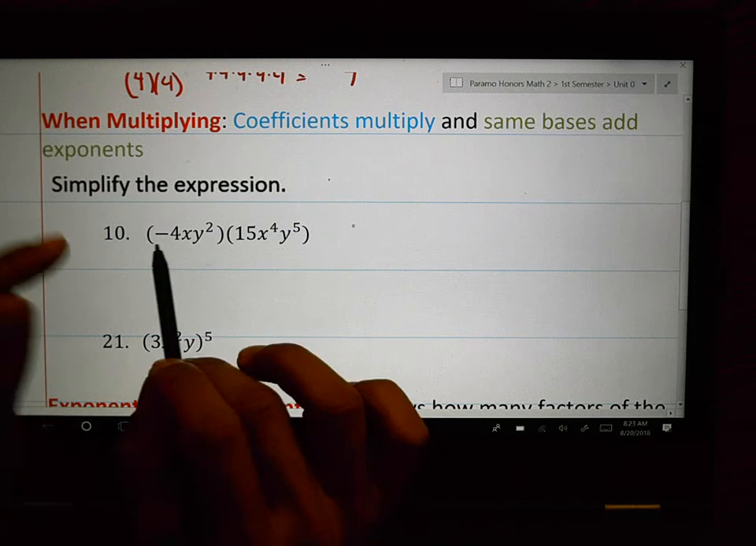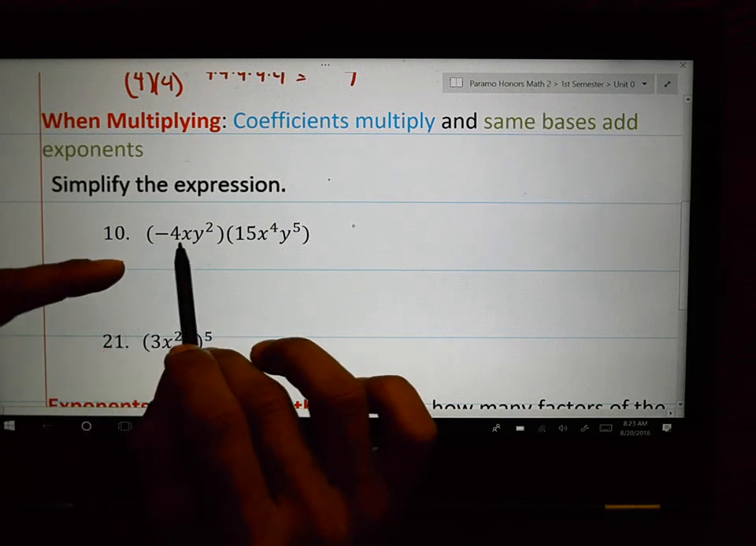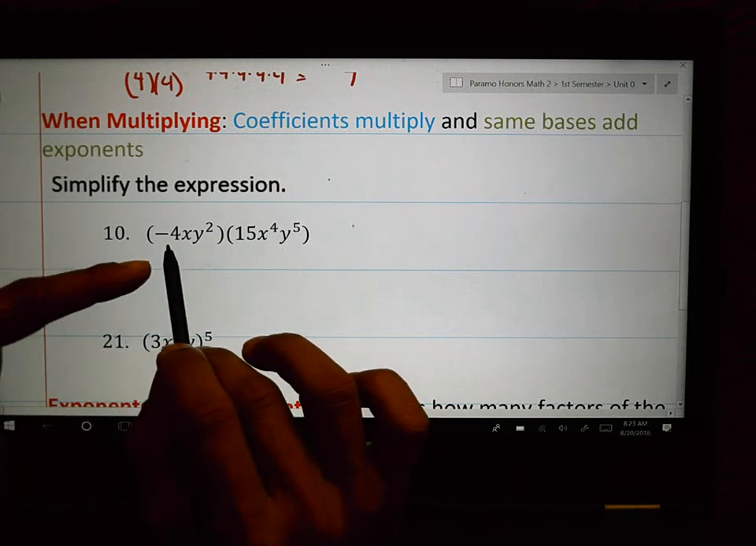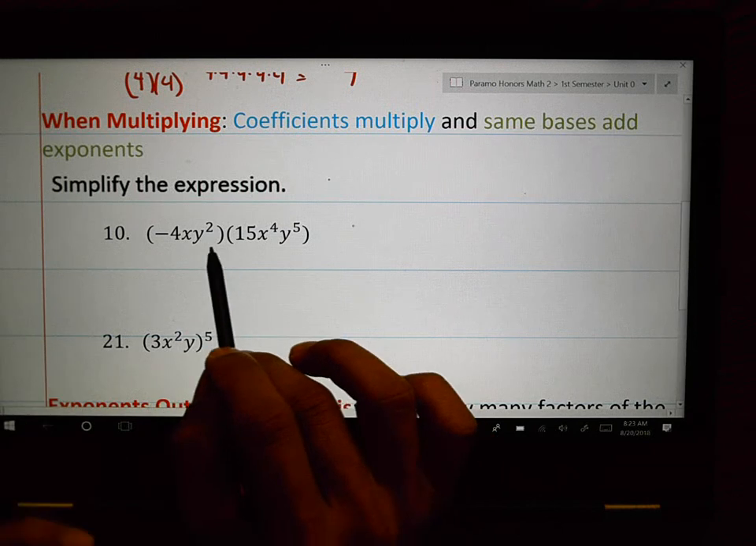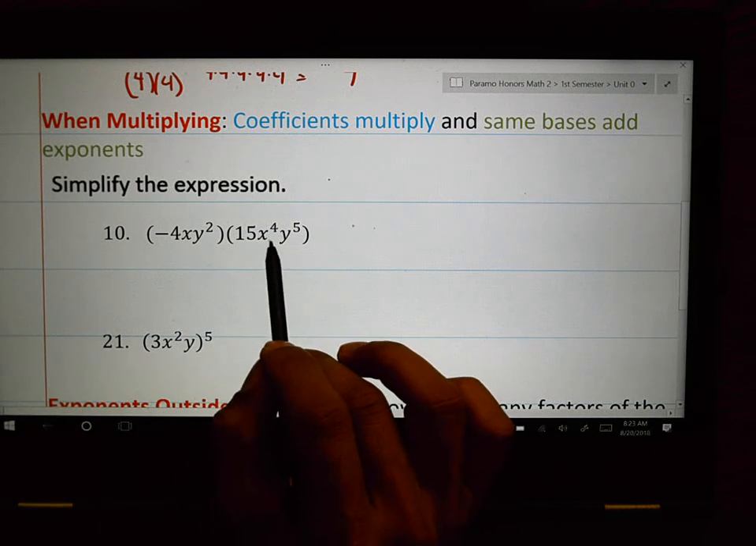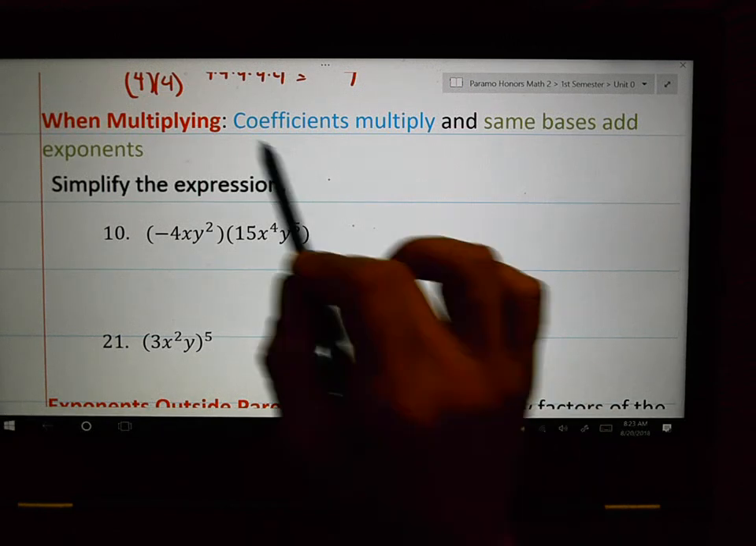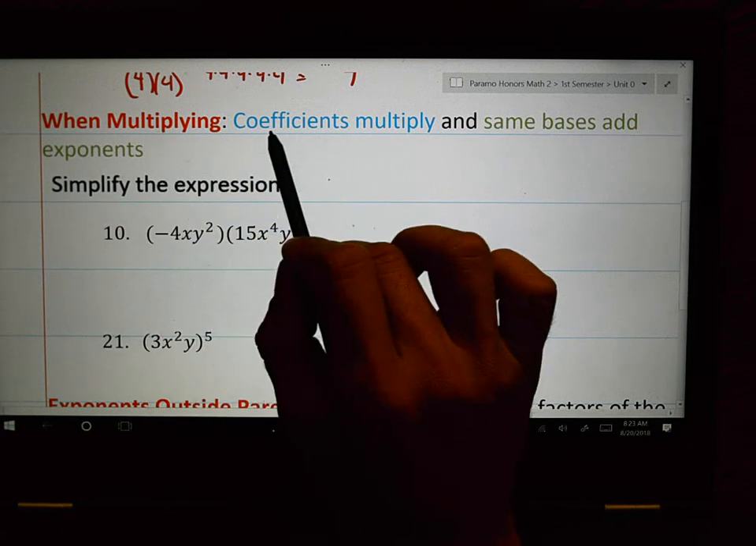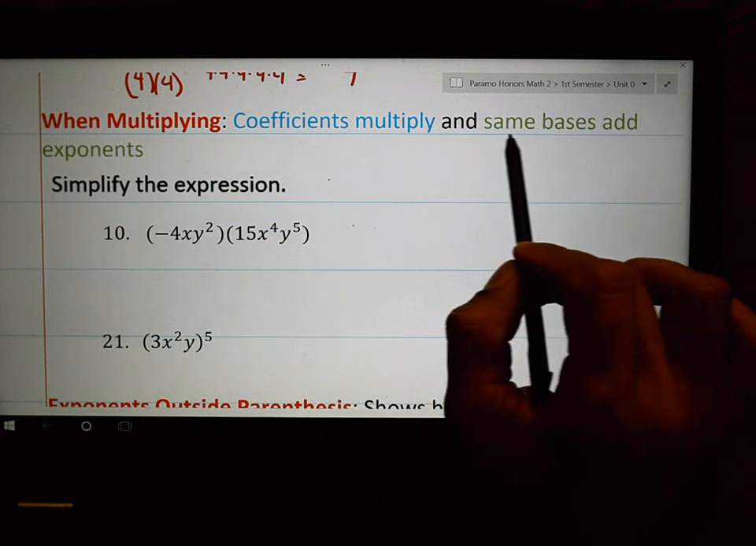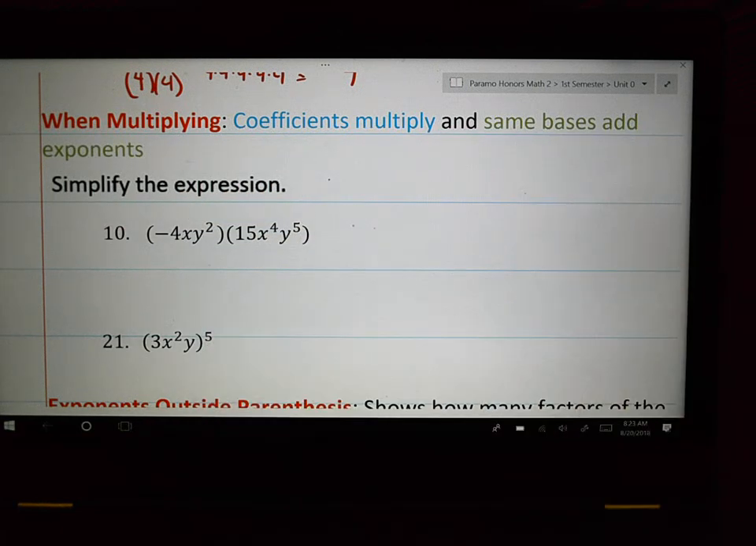And so if I were to multiply, like number 10 asked me to do, it asked me to multiply negative 4xy to the 2nd multiplied by 15x to the 4th y to the 5th. You might get confused as to what do I do. If that's you, that's why I wrote this down. When multiplying, coefficients multiply and the same bases add exponents. Here's what that means to me, because these are Mr. Paramo's notes.